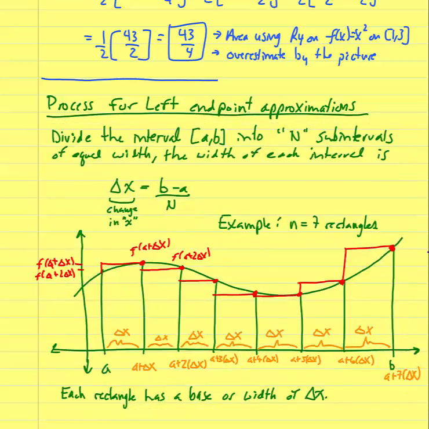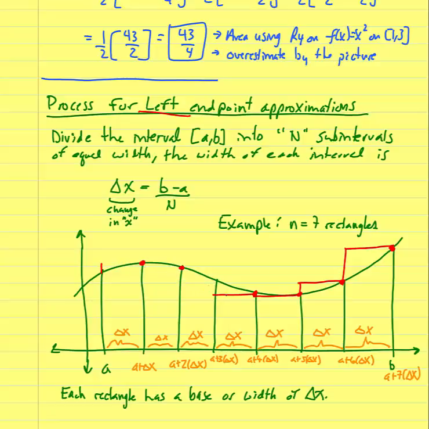Okay, so left endpoint approximation. Let me note first of all that this is left endpoint. We're just reusing a lot of our work because we can see that it's actually the same. We're still going to divide the interval into n subintervals of equal width. The formula for the delta x, the equal width, is b minus a over n. I'm going to use 7 rectangles here. The base doesn't change at all. It's the same process for the base. What changes is the height of the rectangles.